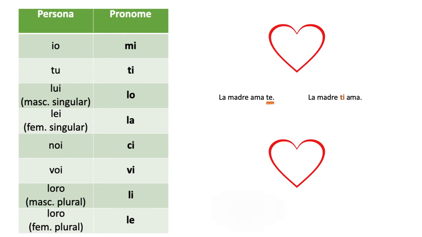More love coming your way. La madre, oh, our way. Actually, la madre ama noi. The mother loves us. Okay? Who's the direct object of her generous action of loving? Well, we are. Noi. Where is the row for noi? Right here. Ci is the pronoun we need, but we put it before the verb. La madre ci ama. That means the mother loves us.